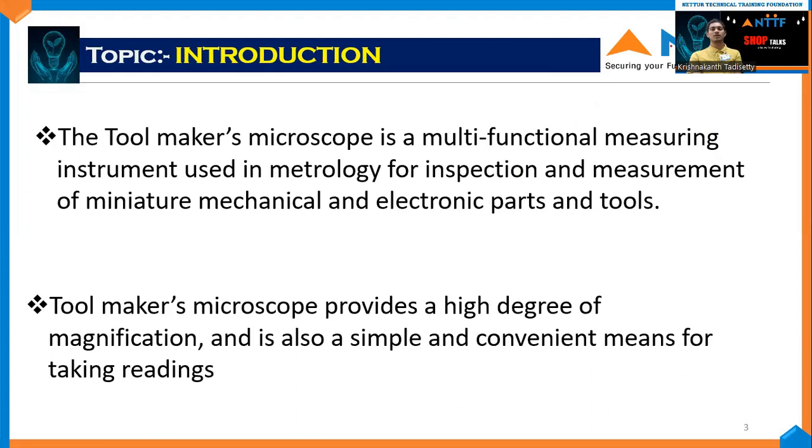Now we will see the introduction of the tool makers microscope. The tool makers microscope is a multifunctional measuring instrument used in metrology for inspection and measurement of miniature mechanical and electronic parts and tools. The tool makers microscope is used in industries for small components and measuring instrument parts. It provides a high degree of magnification and is also a simple and convenient means for taking the readings. The tool makers microscope reading is simple.